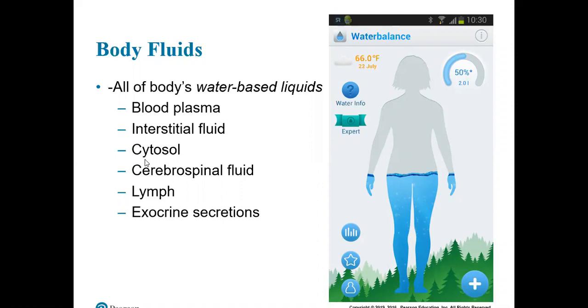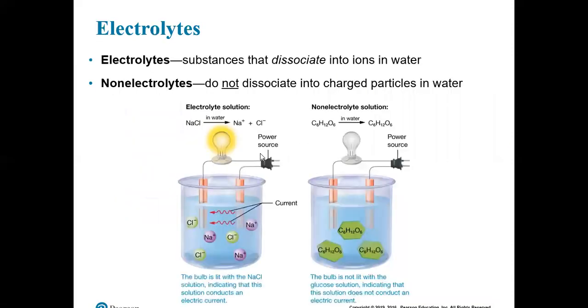Cytosol, that's the fluid that makes up the cytoplasm of the cell, so intracellular fluid inside of a cell. You're probably familiar with cerebrospinal fluid. This is the fluid that circulates in the brain and the spinal cord. Lymphatic fluid, or lymph fluid, that's in your lymphatic vessels. And then any of the exocrine glands that are secreting fluids, sweat, oil glands, salivary glands, tear glands, all of these exocrine glands are secreting fluids. All of this makes up the body's water-based liquids.